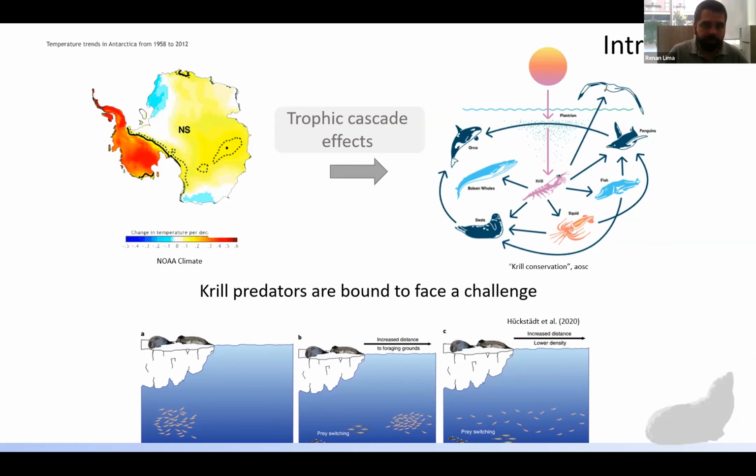which will increase their energetic demands, or they'll have to change their diet, which was already simulated for predators like the crab-eater seal, for example. So we can expect some trophic cascade effects from these environmental changes that have been occurring and that will likely still continue to occur.